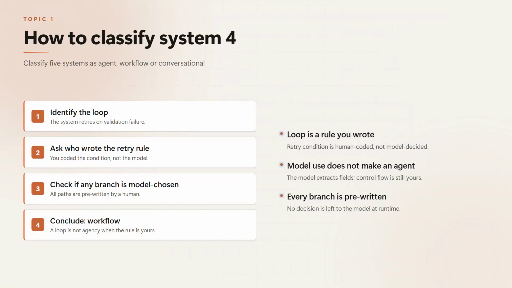It has a model, tool calls, error handling, and a loop. But work through it. The retry condition is a rule you wrote: if validation fails, try again. The model is not deciding to retry, your code is. Every branch in this system was written by a human in advance. There is no point where the model chooses an action you did not anticipate. That makes it a workflow. The alternative, calling it an agent, loses because it would add decision latency and cost for a path that is already deterministic. The other 4 cases are on the page. The same test applies to each.